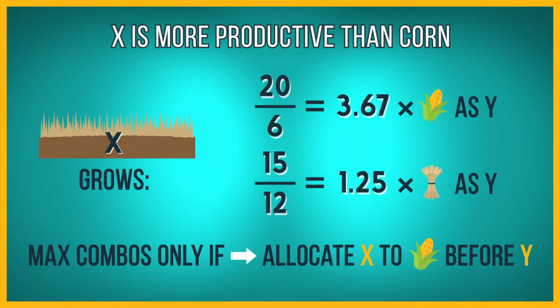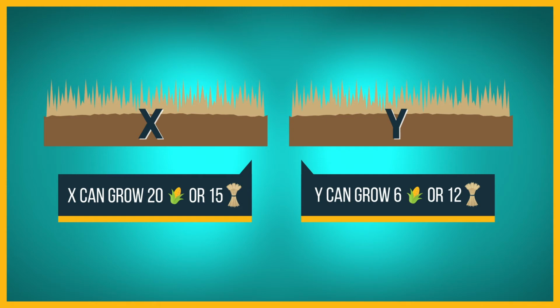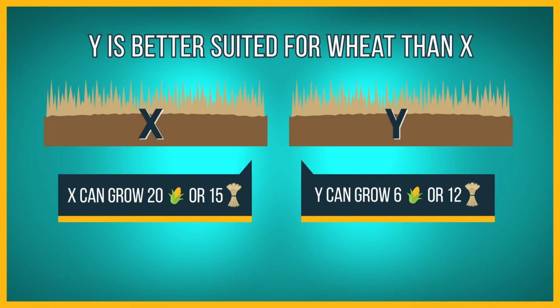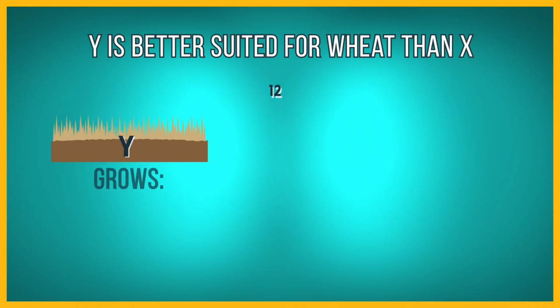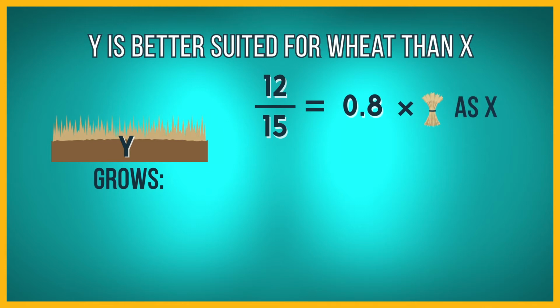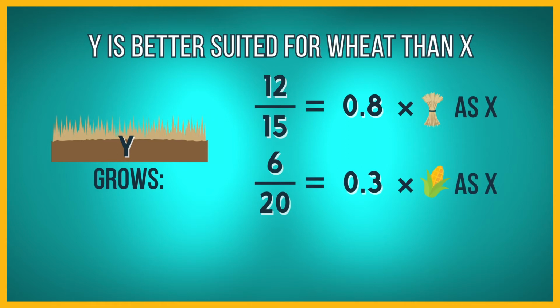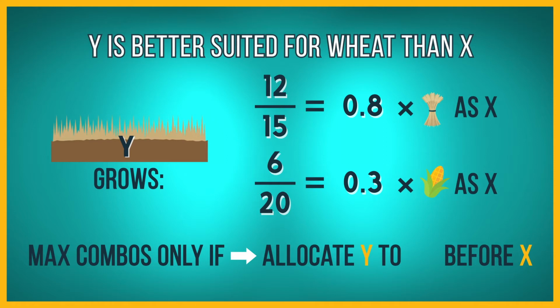Comparing the amounts of the two products each type of acre grows shows that Y is better suited for wheat than X. An acre of Y grows 12 divided by 15, or 0.8 times as much wheat as X does, but only 6 divided by 20, or 0.3 times as much corn. Since Y is relatively more productive for wheat, it is better suited for wheat, and maximum combinations occur only if the firm allocates all of its acres of Y to wheat before it allocates any acres of X to wheat.